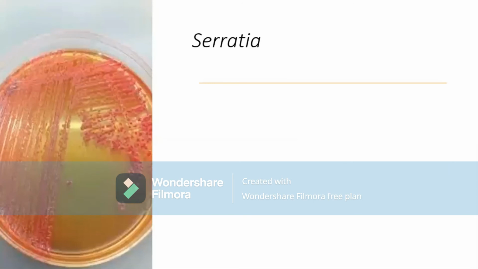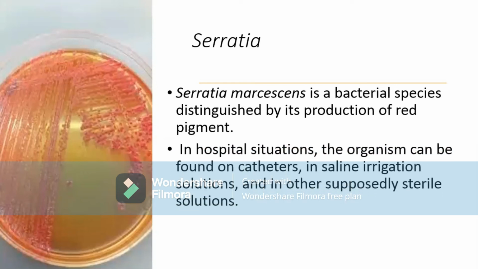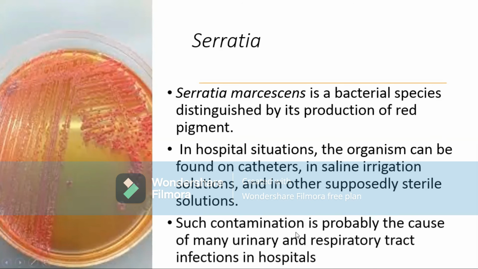Another member is Serratia, and Serratia is well known for its pigment. So it generates a red color pigment. So under hospital situations, this organism can be found on catheters and in saline solutions or in other supposedly sterile solutions, and it may contaminate these things, so that it can be detected by its production of red pigment. So such contamination is responsible for, or may cause, different urinary and respiratory tract infections in hospitals.